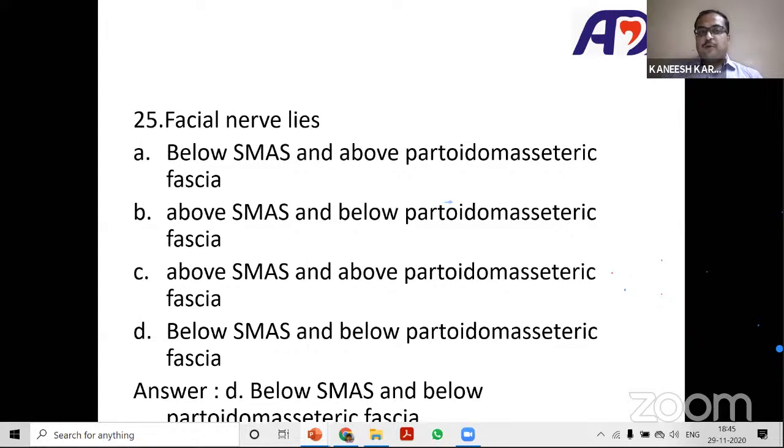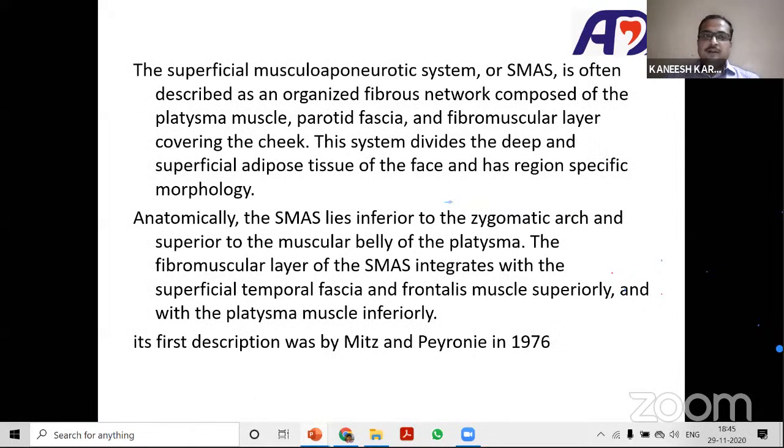The superficial musculoaponeurotic system, or SMAS, is often described as an organized fibrous network composed of the platysma muscle, parotid fascia, and fibromuscular layer covering the cheek. This system divides the deep and superficial adipose tissue of the face and has region-specific morphology. Anatomically, SMAS lies inferior to the zygomatic arch and superior to the muscular belly of the platysma. Okay. Why is SMAS so important? This is the layer which is lifted in facelift surgeries, to correct the creases.